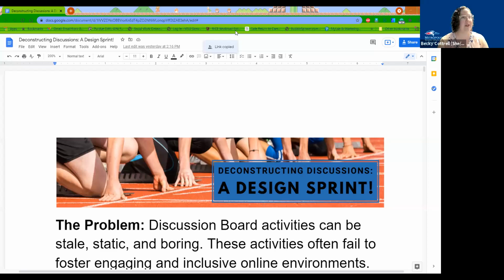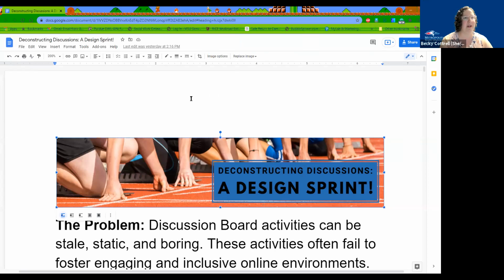So this is our Google Doc. I'm going to share the link to it in the chat. Everyone has a chance to edit. So you're going to open that up. We are doing our design sprint.